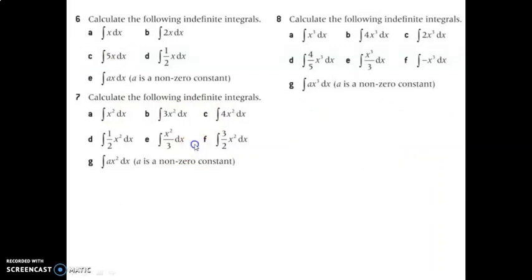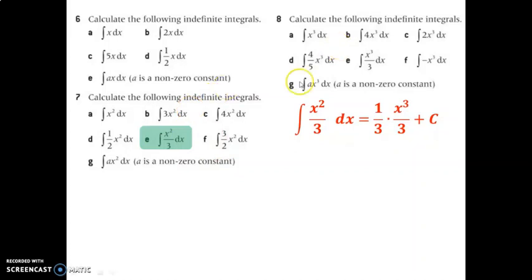So in question 7, we're going to do part E together. Let's take a look. So the integral of x squared over 3, which you can think of as the same thing as 1/3 times x squared. Sometimes it's easier to imagine it like that, because if you think of the 1/3 in front of there, you just look at the x thing and do the rule to that.